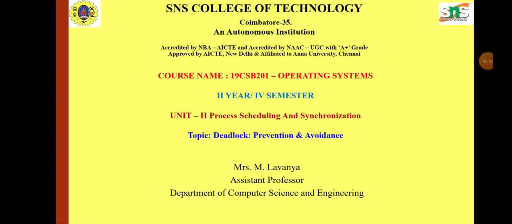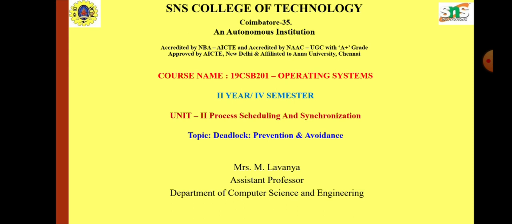Hi everyone. We are going to see about deadlock prevention and avoidance in today's session. Already we have seen what is a deadlock, what are the characteristics of deadlock, and what are the conditions for occurrence of deadlock. We have seen what is a resource allocation graph, and from the graph how we can prevent the occurrence of deadlock and what are the states of occurrence of deadlock from the graph.